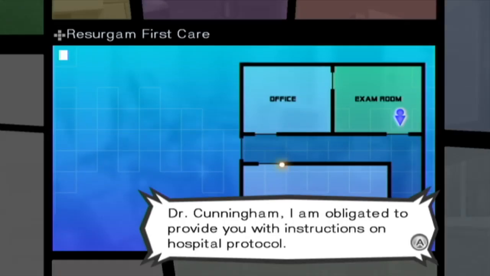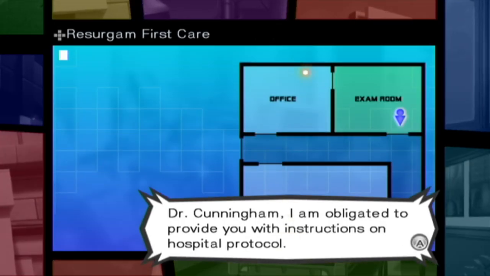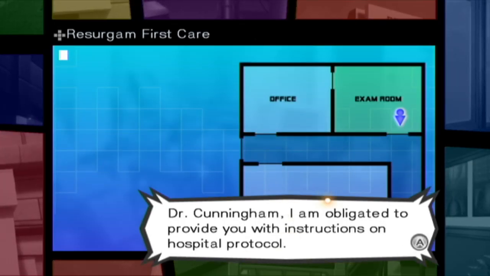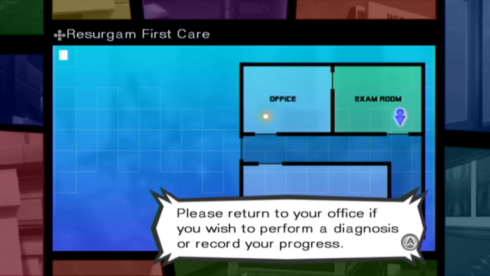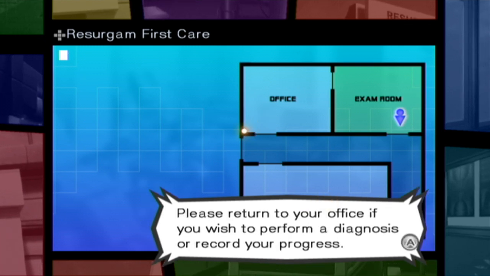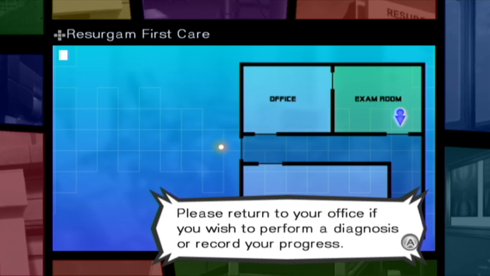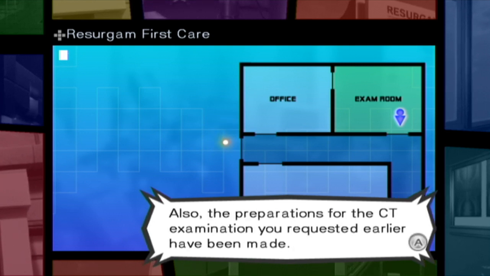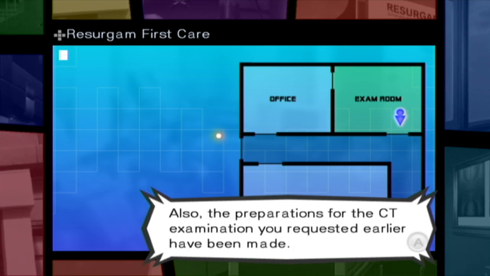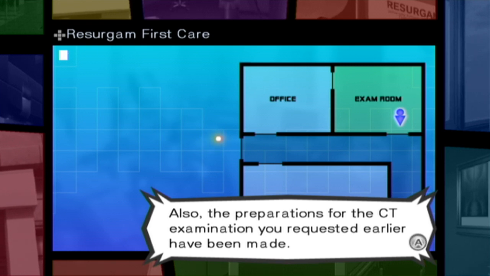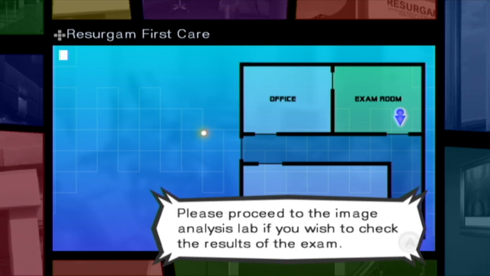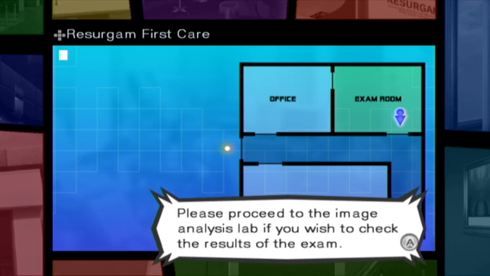All of them. Dr. Cunningham, I am obligated to provide you with instructions on hospital protocol. Please return to your office if you wish to perform a diagnosis or record your progress. Also, the preparations for the CT examination you requested earlier have been made. Please proceed to the image analysis lab if you wish to check the results of the exam.